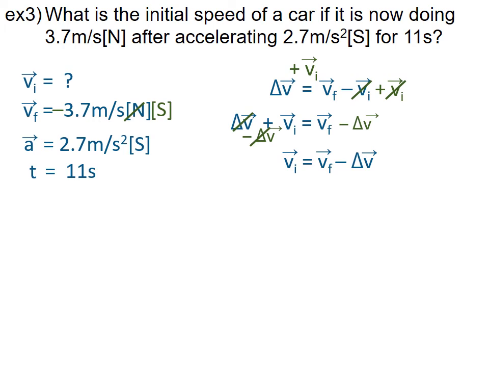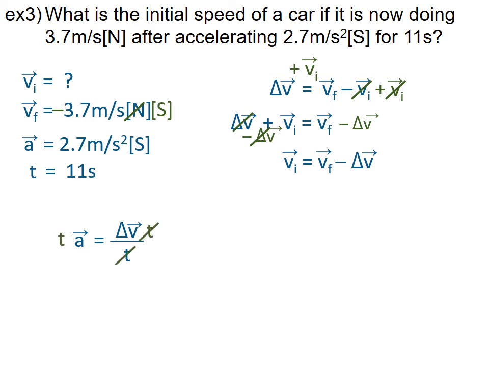VF is negative 3.7 meters per second south, and that's subtract delta V, which we don't have. So we're going on another side trip, kiddos. So I'm going to use acceleration equals change in velocity over time. Since I have to find change in velocity, I'm going to have to get change in velocity by itself. So that means I have to get t away from delta V. And I do that by multiplying both sides by t.